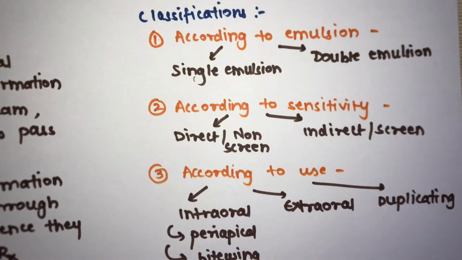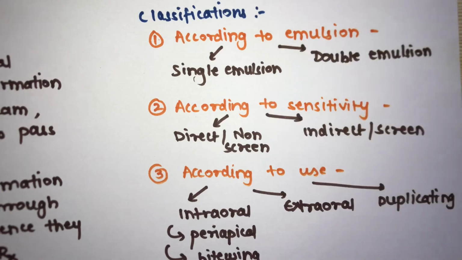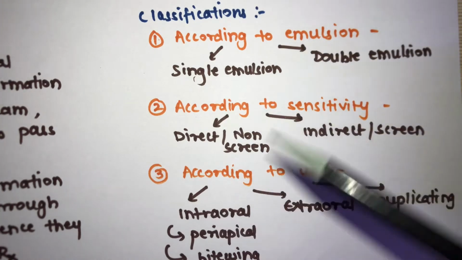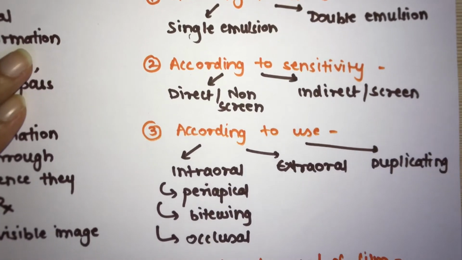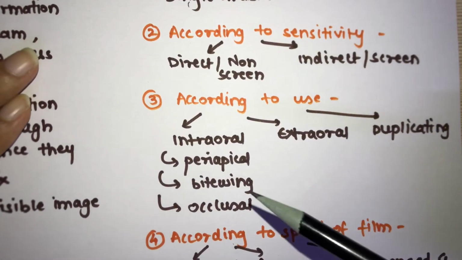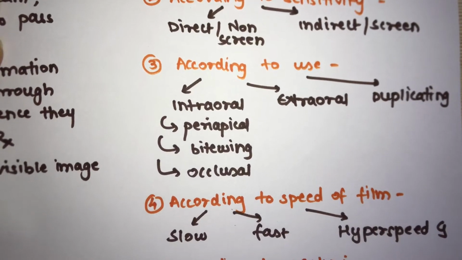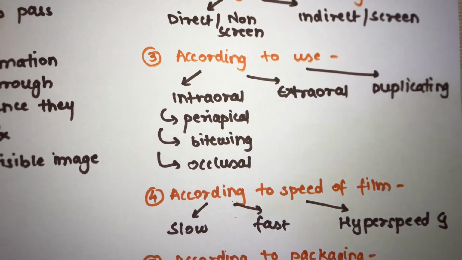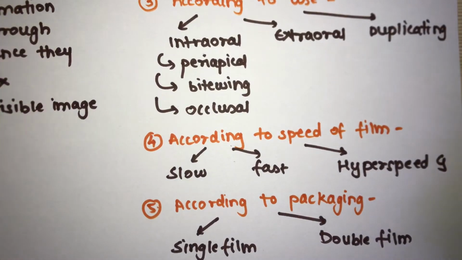Now there are various classifications. So first classification is according to the emulsion. It is classified into single and double. Then according to the sensitivity, it is direct, indirect. According to the use, whether it is intraoral, extraoral or duplicating. In intraoral you have periapical, bite wing and occlusal. Then the other classification is depending upon the speed of the film, that is slow, fast, hyper speed. And last is according to the packaging, that can be single film and double film.